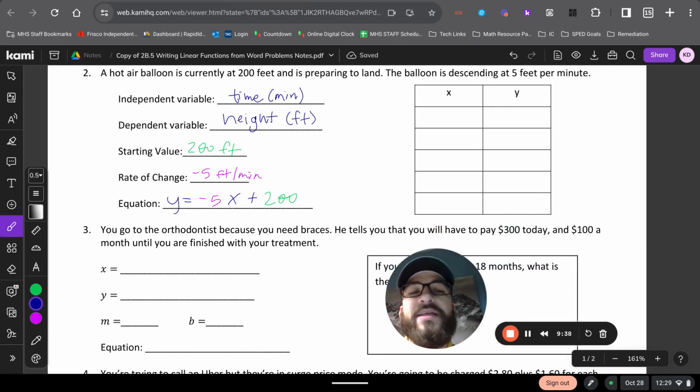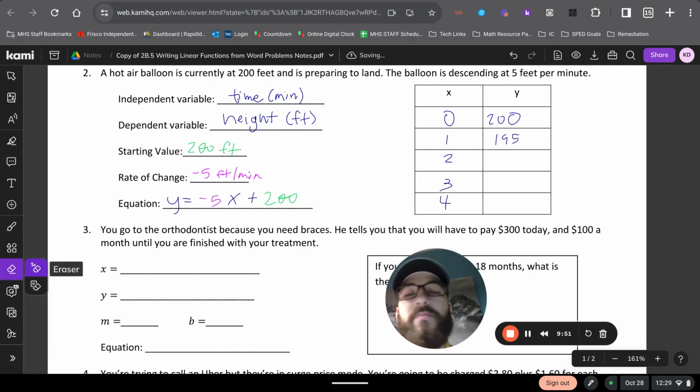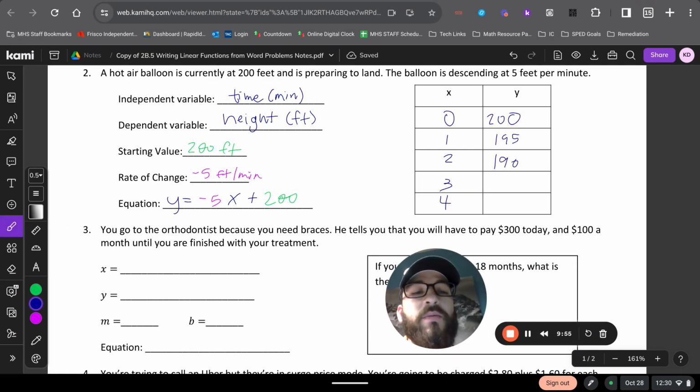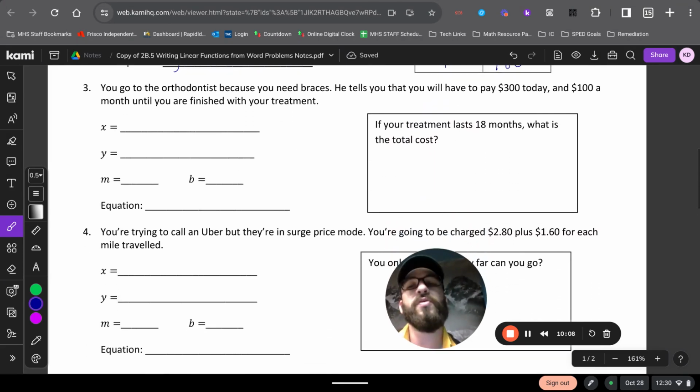So just filling that in, 0, 200, and then 1, 195, 2, 190, 3, 185, and 4, 180, and so on. Okay, so relatively straightforward, nothing too crazy, nothing too difficult. Let's look at another one together, number 3.